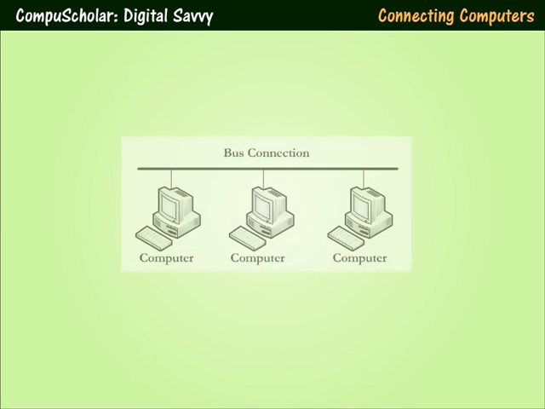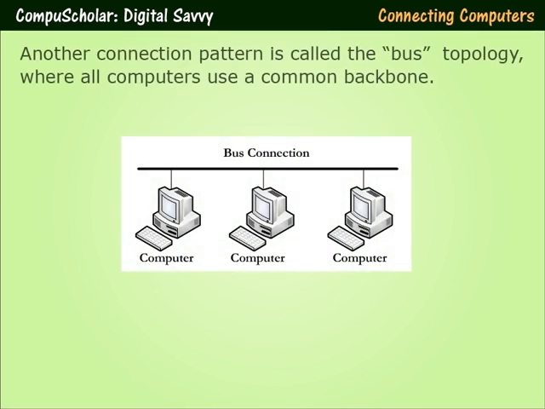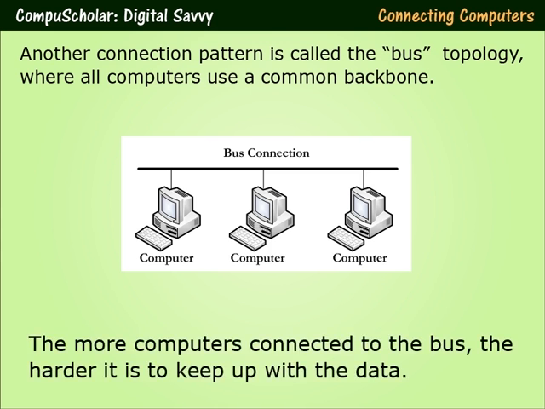One alternative to the star pattern is the bus topology. In a bus pattern, all computers are connected together on one common cable or backbone. Each computer will write data out to the shared bus where it's received by every computer on the bus. Every computer needs to decide for itself if the data is interesting. Now clearly, the more computers you have on the bus, the more information you have flying around, and the harder it is for everyone to keep up with all the data.